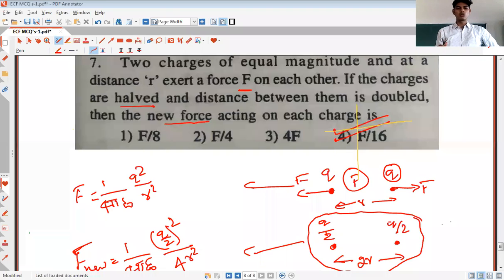I will teach electric fields later. Up to problem number 15 you have problems on Coulomb's law in exercise 1. Try solving them. Okay? Try solving them.